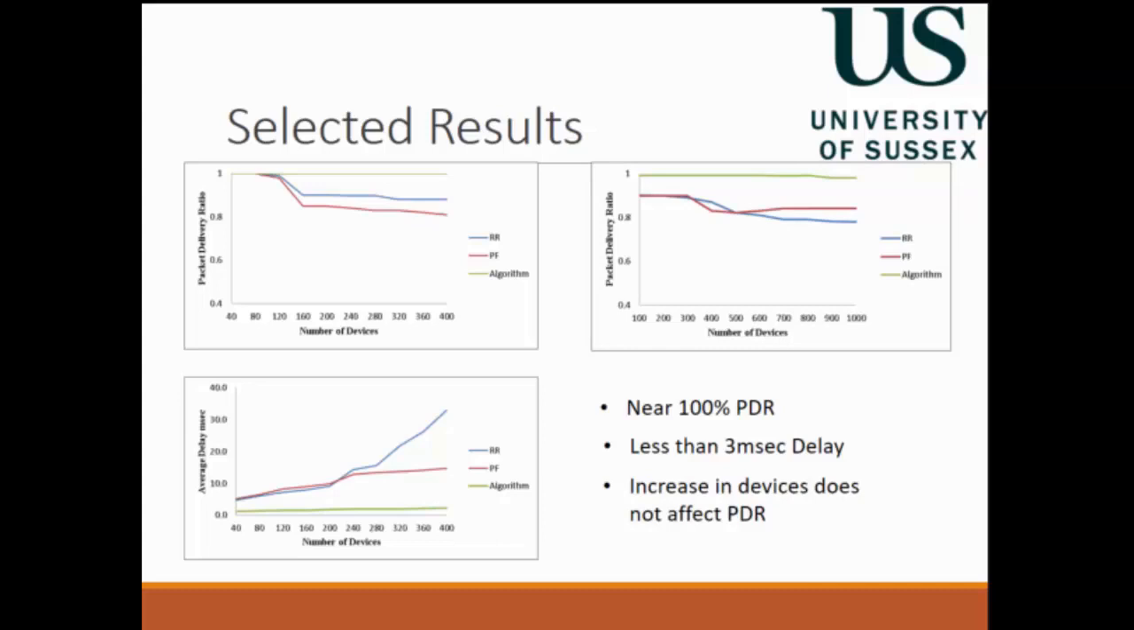We also looked at our packet delivery ratio when we increased the node size. So as you can see here, it's 400 devices. We tried to increase it to 1,000 so that we can look at the scalability of the algorithm, how it can accommodate larger areas with more nodes.